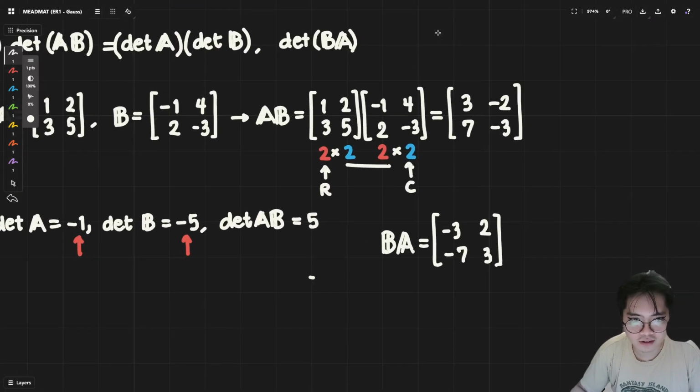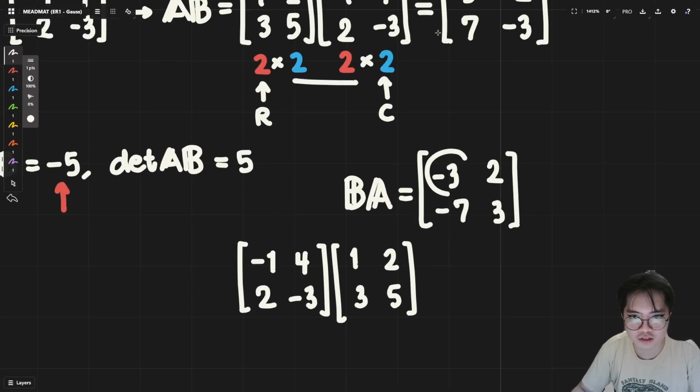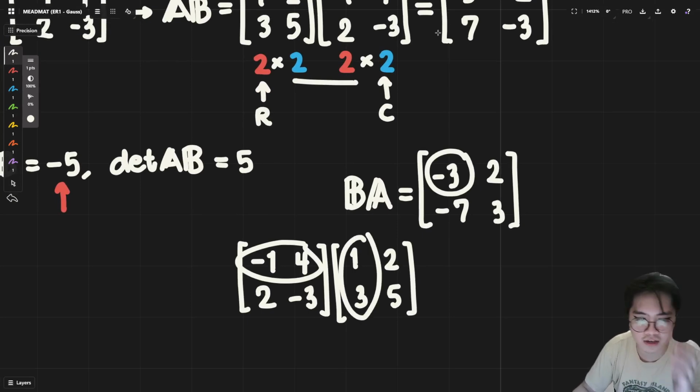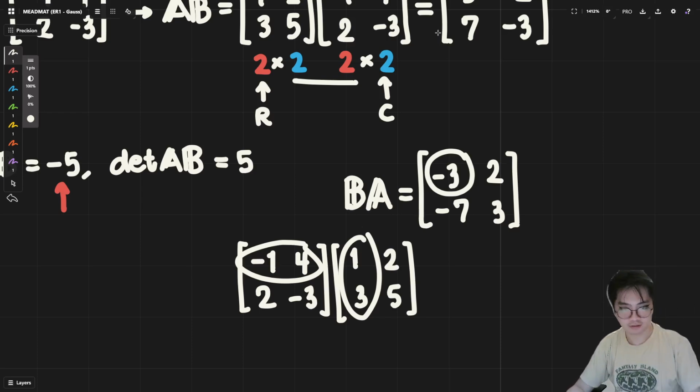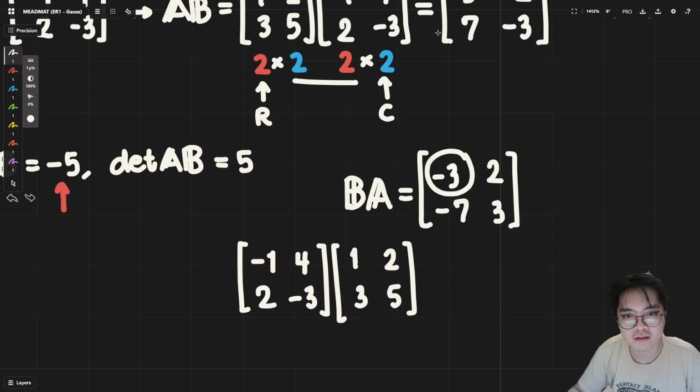Okay, I can't resist. Let's just see. Negative 1, 4, and then 2, negative 3. And then we have 1, 2, 3, 5. Hopefully, you guys can follow my vision. This one is this times this. Negative 1 times 1 is negative 1. 4 times 3 is 12. Oh, that is very far. So that means that negative 1 plus 12 is 11. Oh my goodness. Okay, so this is very far. Okay, 11.